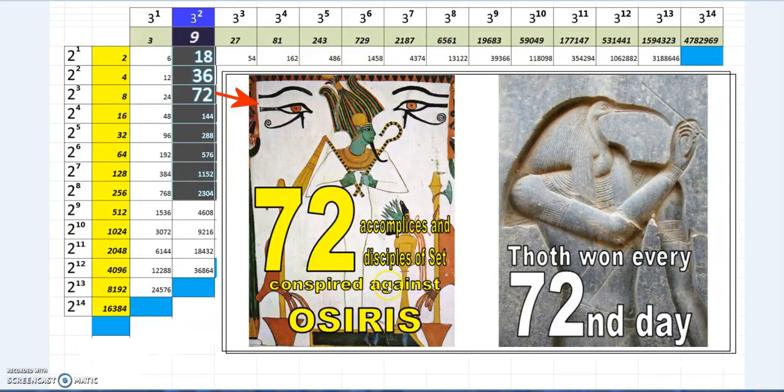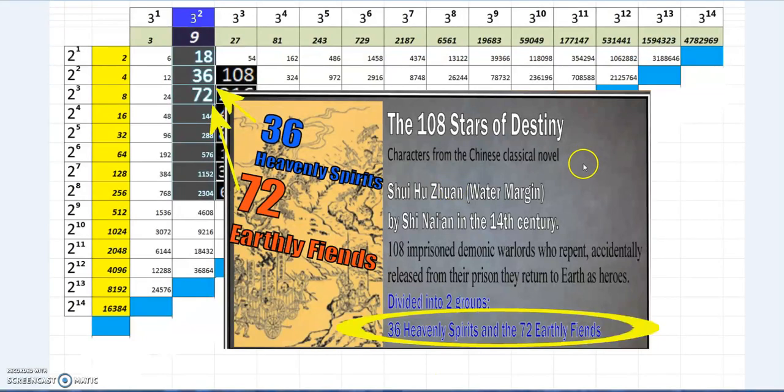Set had 72 accomplices or disciples that conspired with him against Osiris in Egyptian legend, and Thoth won every 72nd day for the moon. So it's in ancient Egyptian legend. You'll find it in Far Eastern legend. An earlier episode talked about 108, but even 36 heavenly spirits and 72 earthly fiends. So both 36, mentioned earlier, but also 72.